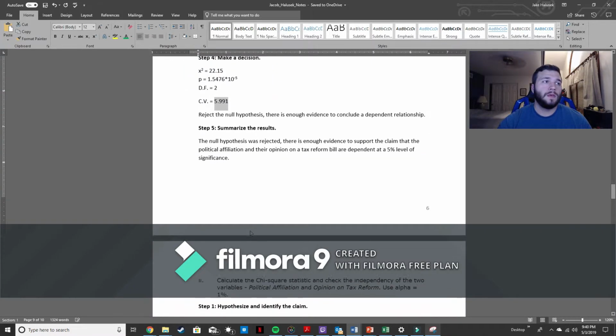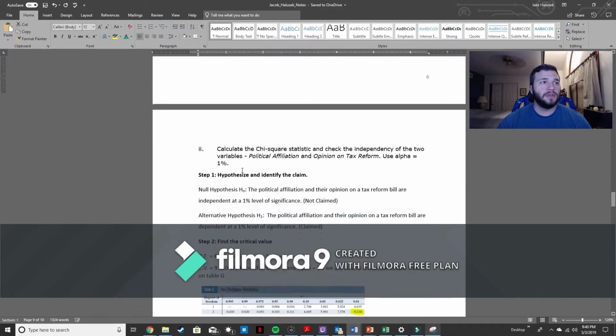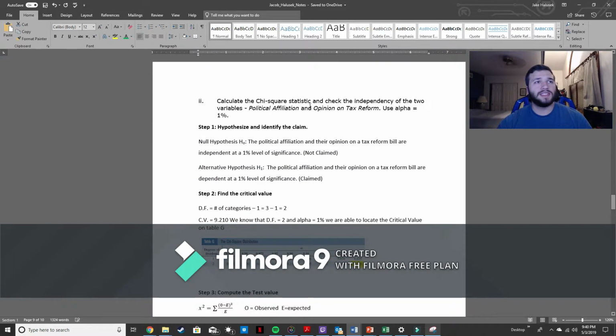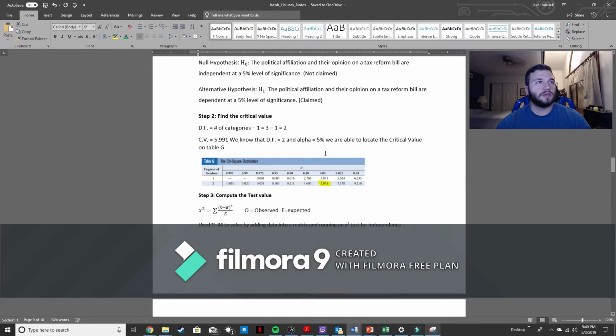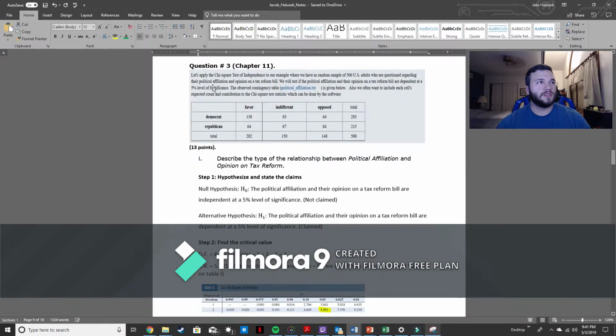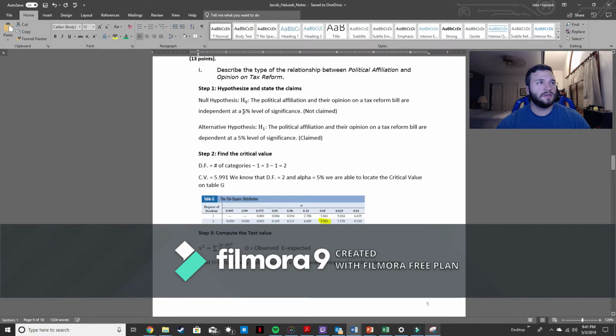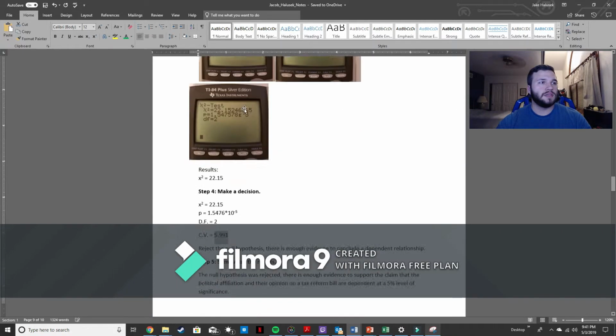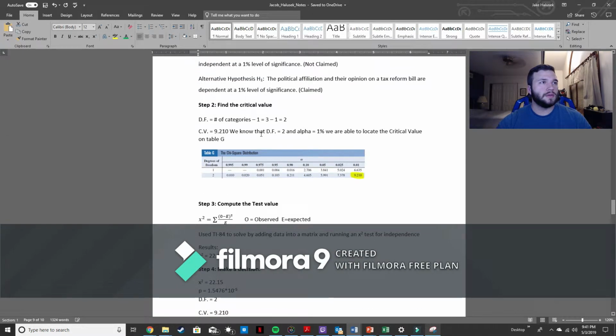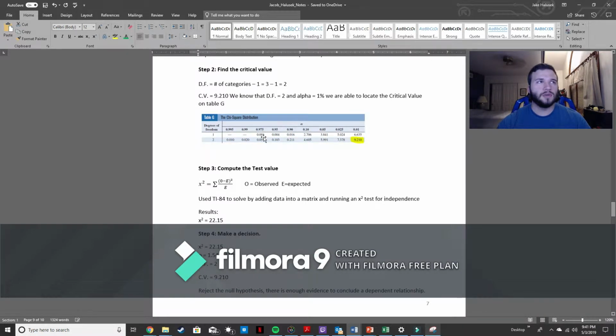Part 2 of question 3 had us calculate a chi-squared statistic and check the independency of the two variables, political affiliation and opinion on tax reform, using alpha at 1% now. So we're really just going to be running through the same whole thing we just did, only switching out the 5% it told us up in here, for level of significance, for 1%. So our critical value is going to change, all because we are changing our level of significance.